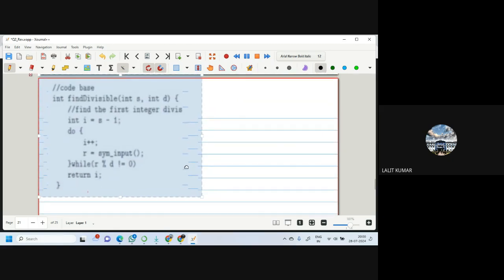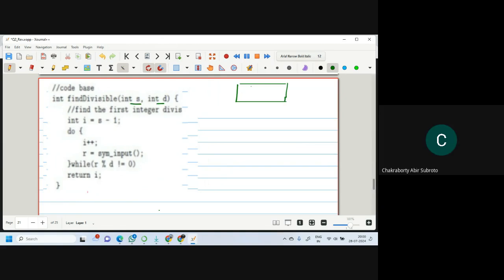So this is the again loop question. Okay, let me try. So S and D are the input. I is equal to S minus 1. Okay, what do we do? We do I is equal to I plus 1. R is equal to input.